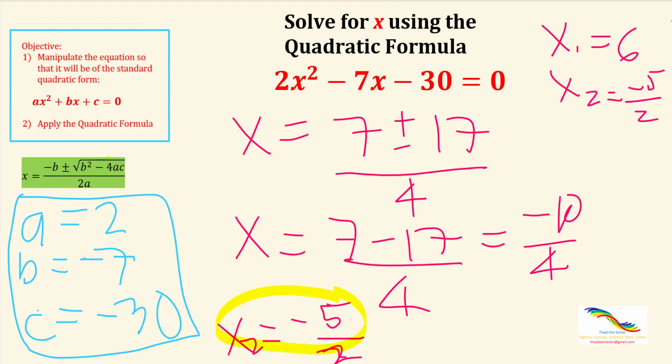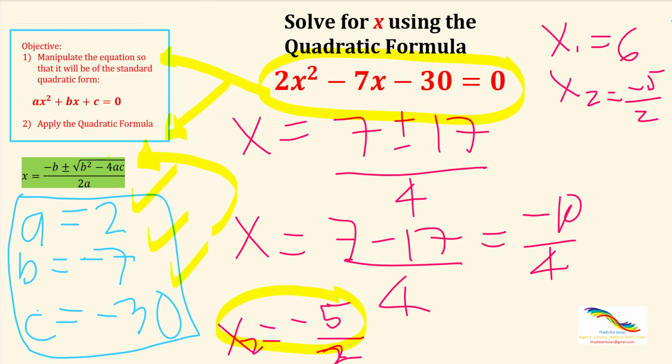We have solved the quadratic equation, 2x squared minus 7x minus 30, using the attack strategy, which is to manipulate the equation so that it is of the standard quadratic form, ax squared plus bx plus c equals 0, and then apply the quadratic formula. Once we have standardized it, we identify the coefficients a, b, and c, and plug them into the given quadratic formula.